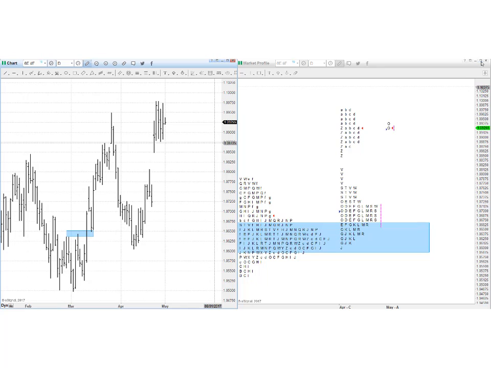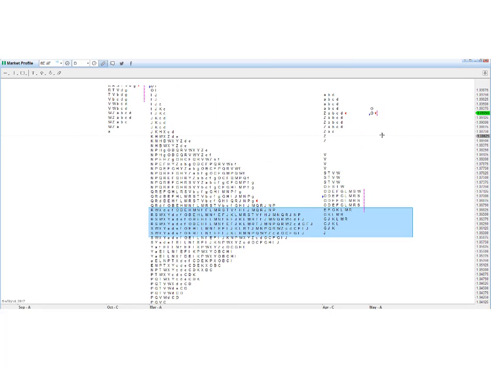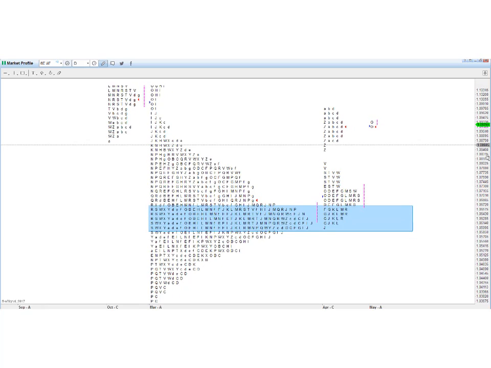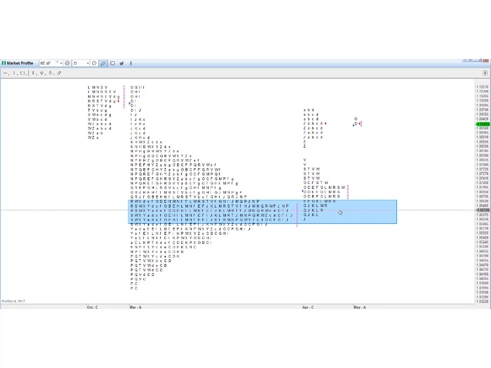So let's go to the profile chart first here, just to get some context. And what we have is an incredibly mature structure that began last November and traded all the way through March. So this is a multi-month structure. I consider this to be a long-term structure. And then from this structure, what we have now is potentially a new distribution beginning.